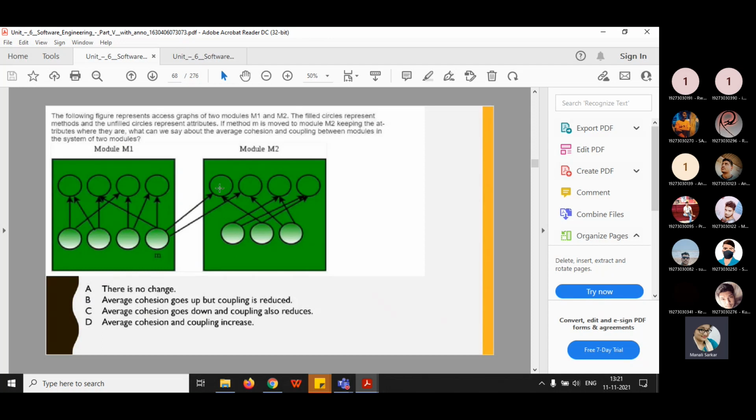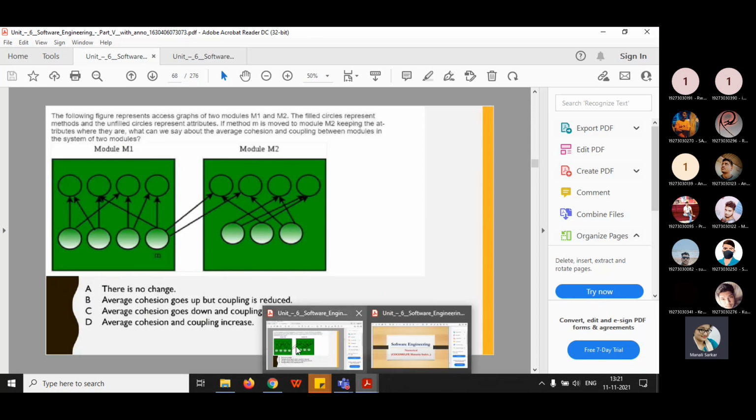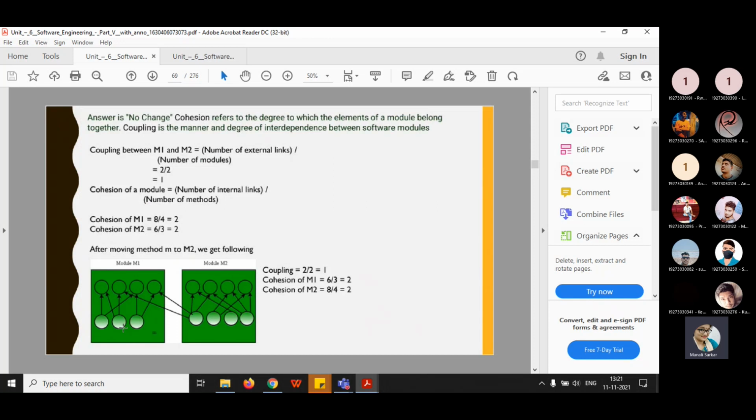M is related to this module and this module with these 2 outgoing arrows. Now, if you are shifting this circle here, that means all the arrows that are related with this module will be there, and all the arrows which will be related to module M1 will also be there, okay? So see here, that's why the final diagram looks like this.